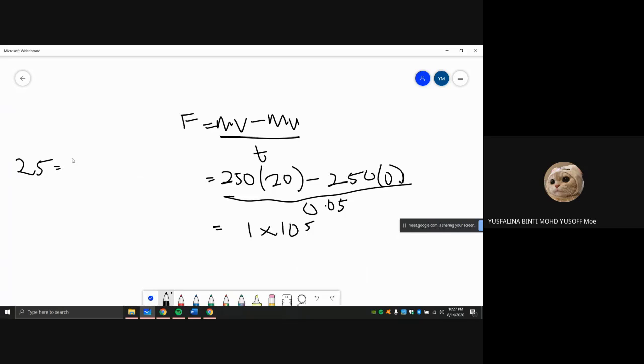Okay, and then the mass is 1. And then the velocity is what you want to find. And then minus 1 multiplied by 5. And then divide by 0.2. So try to calculate what's the answer here.